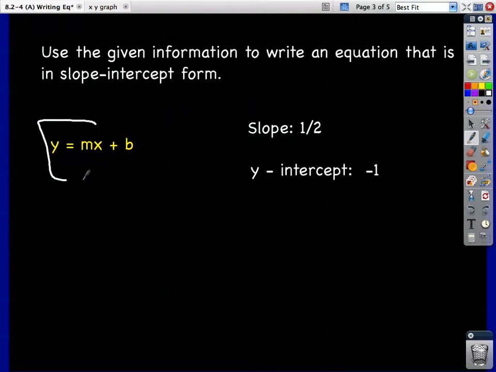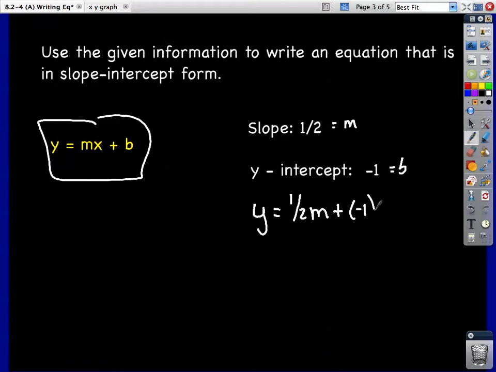So remember, this is the form of slope-intercept. I've told you what the slope is, I've told you what the y-intercept is, so all you have to do is plug in those numbers. This here is m, and this here is b. So your equation or your answer would simply be y equals 1/2 m, and you could write plus a -1, or you could write y equals 1/2 m minus 1.